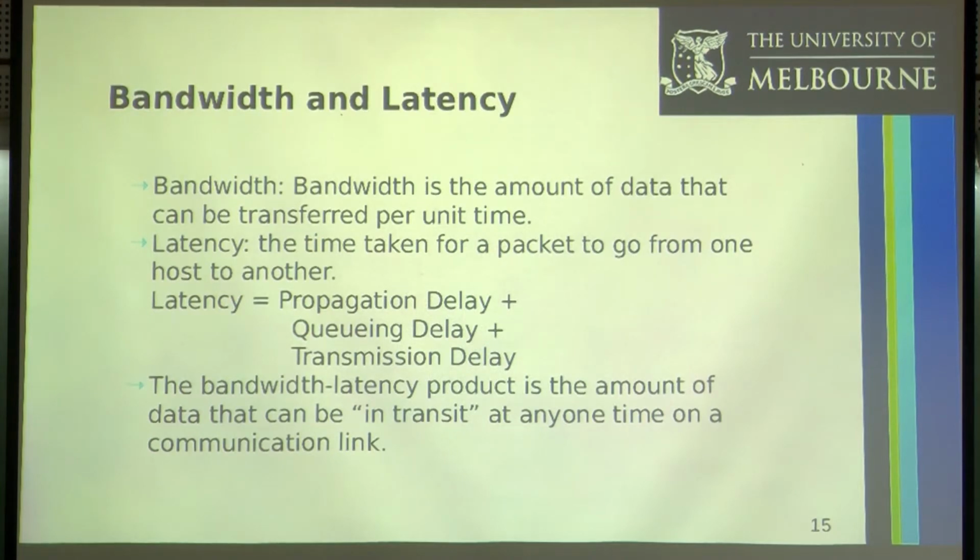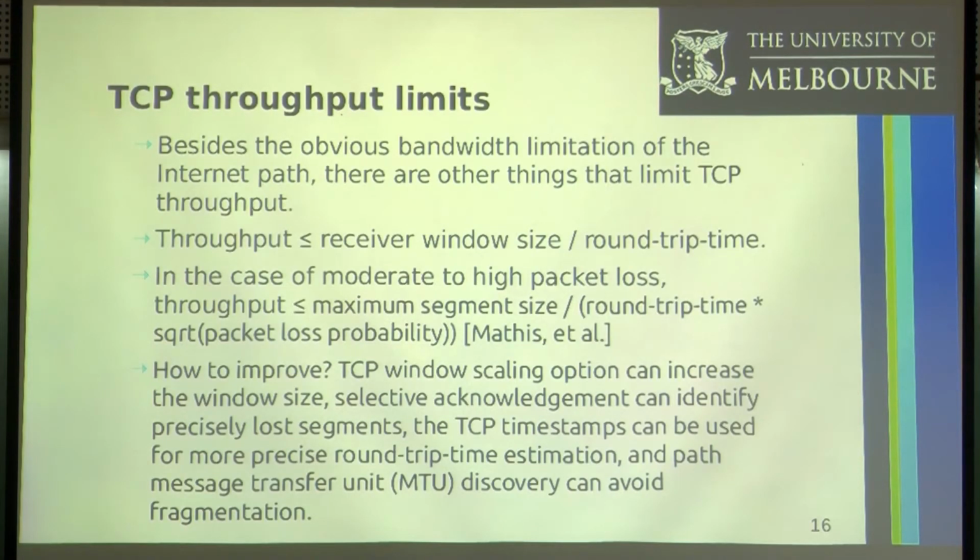We'll do some measurements to look at latency. There's something called the bandwidth latency product, which is the amount of data that's in transit on the line at any one time between two nodes. Now TCP throughput limits: typically using TCP, the throughput between two nodes has an obvious limitation, which is that there's some node along the path that's a slow node, and that'll be the bottleneck. It doesn't matter how fast the other routers are along the path between the two nodes, there'll be some sort of bottleneck.